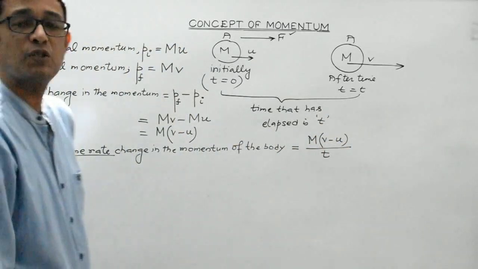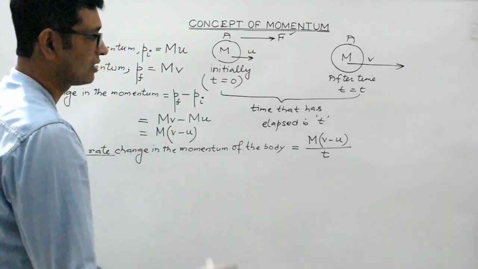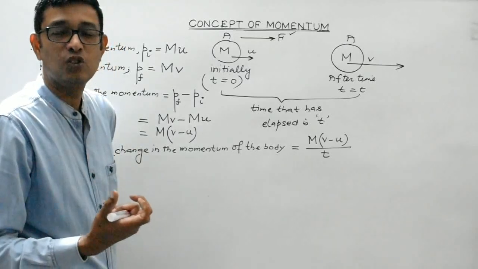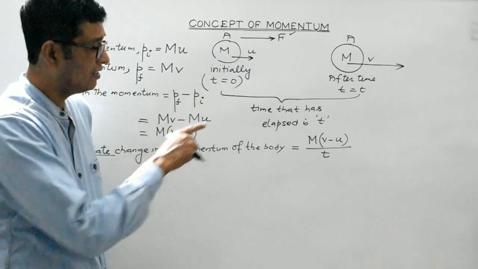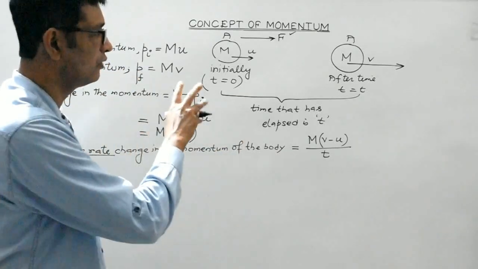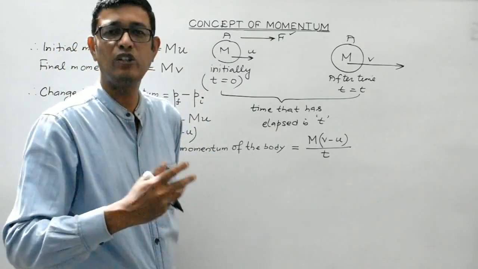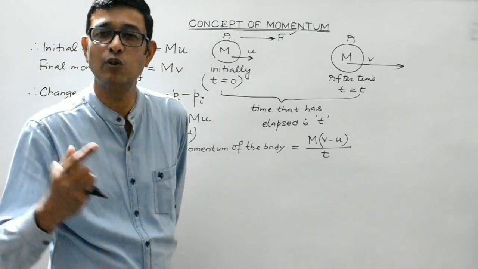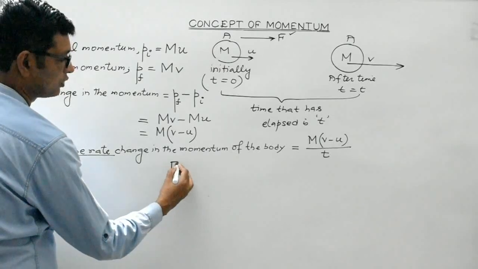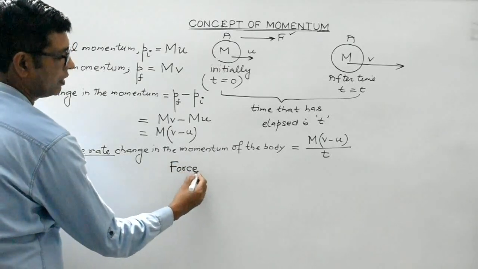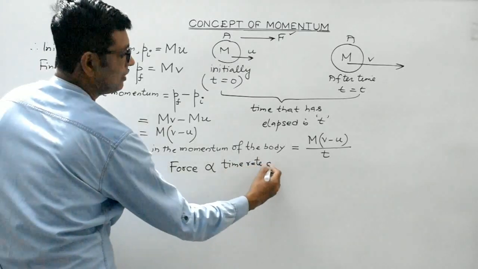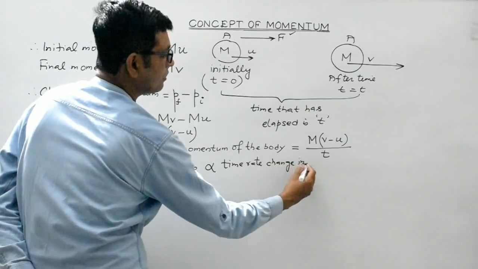And students, as per Newton's second law, this time rate of change in the momentum of the body is found to be directly proportional to the external unbalanced force. And the change in the momentum is found to take place along the direction of the force applied. Now here we are dealing with one-dimensional motion, so no need to represent the direction because the body is assumed to be moving along the same straight path, isn't it? So force is directly proportional to the time rate of change in the momentum of the body.